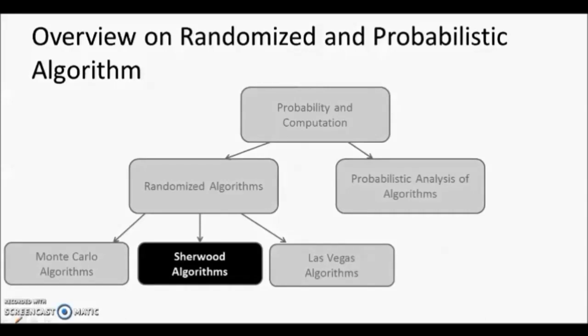Last we see Sherwood algorithms. Algorithms which always return a result and the correct result, but where a random element increases the efficiency by avoiding or reducing the probability of worst case behavior. Useful for algorithms which have a poor worst case behavior but a good average case behavior. This type of algorithm is known as Sherwood algorithms.